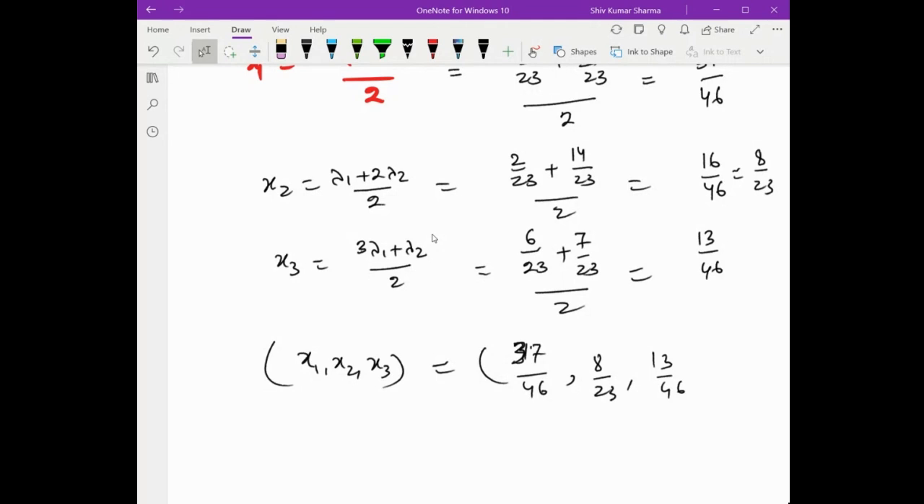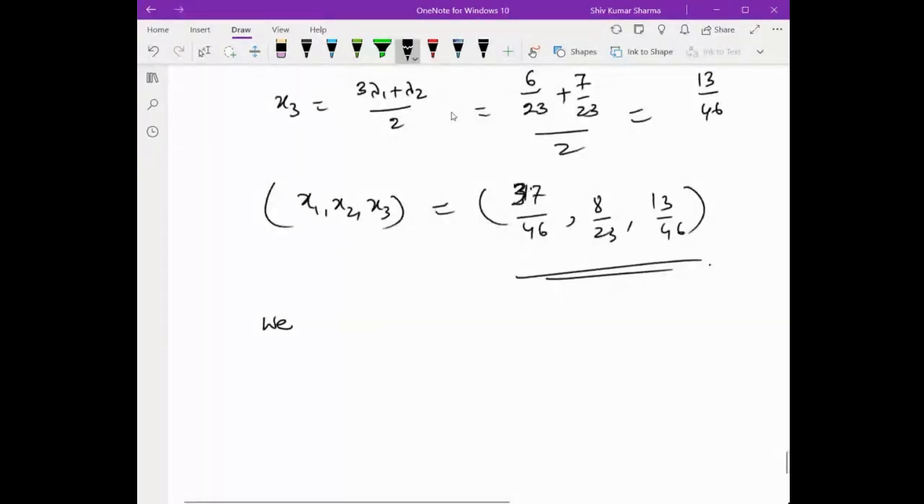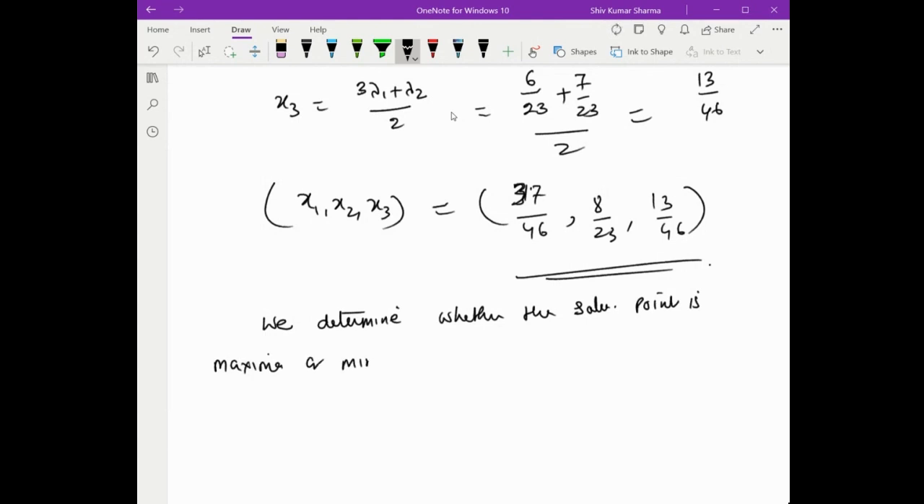Corresponding to this, we make the bordered Hessian matrix. So we construct it for finding the solution, to determine whether the solution point is maxima or minima.